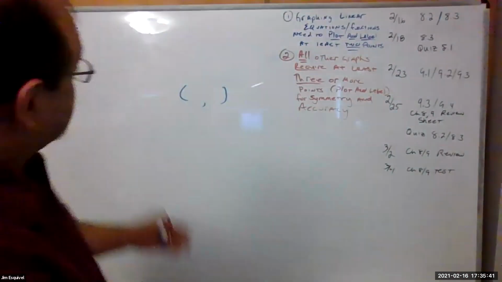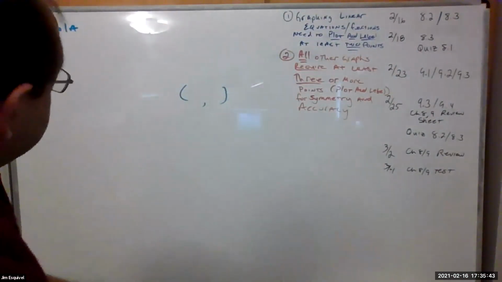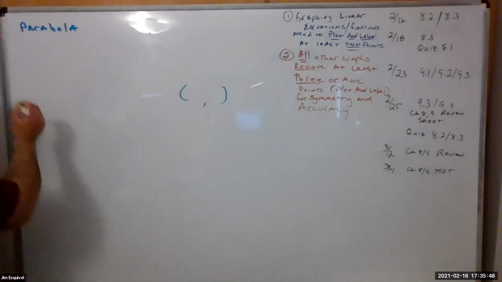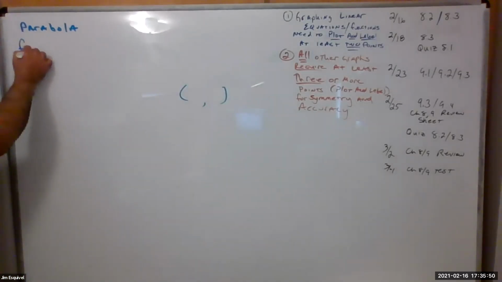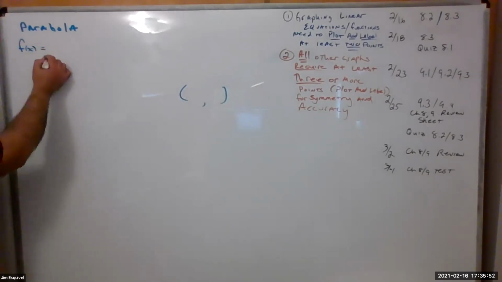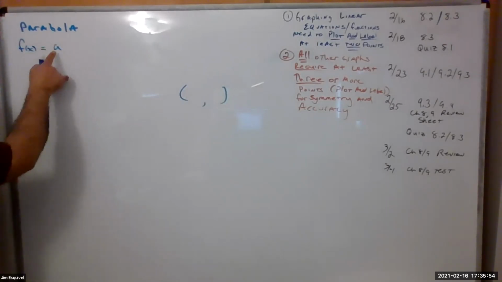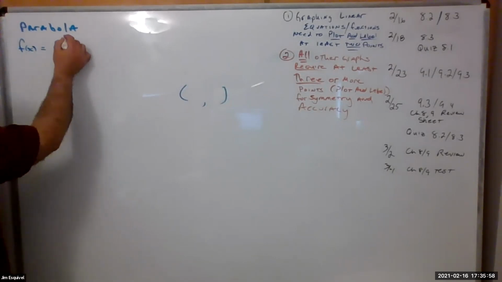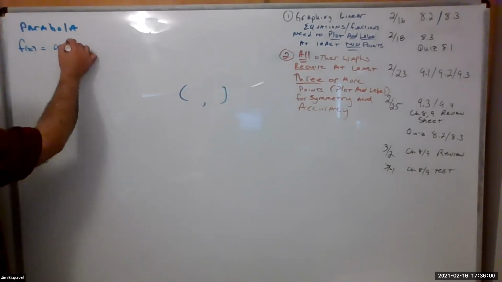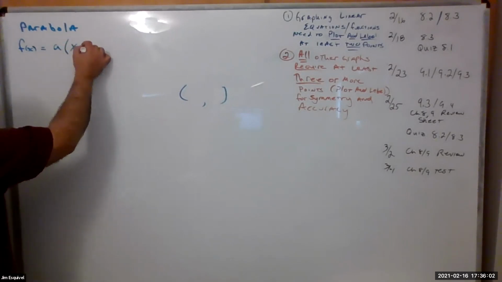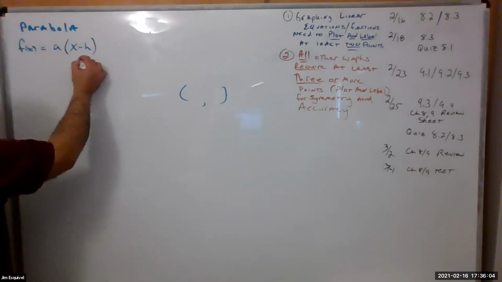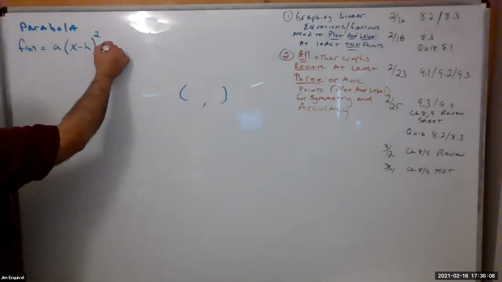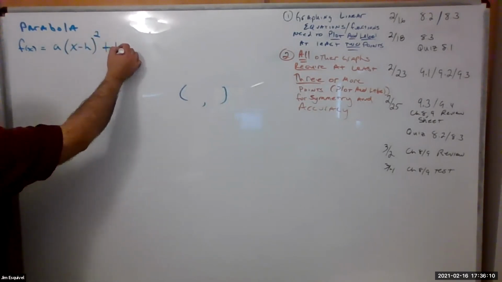The parabolas. This is where we're headed. It's going to look like this: f of x is equal to a times parentheses x minus h parentheses to the second power, plus some number k. There's going to be a constant, some number a.